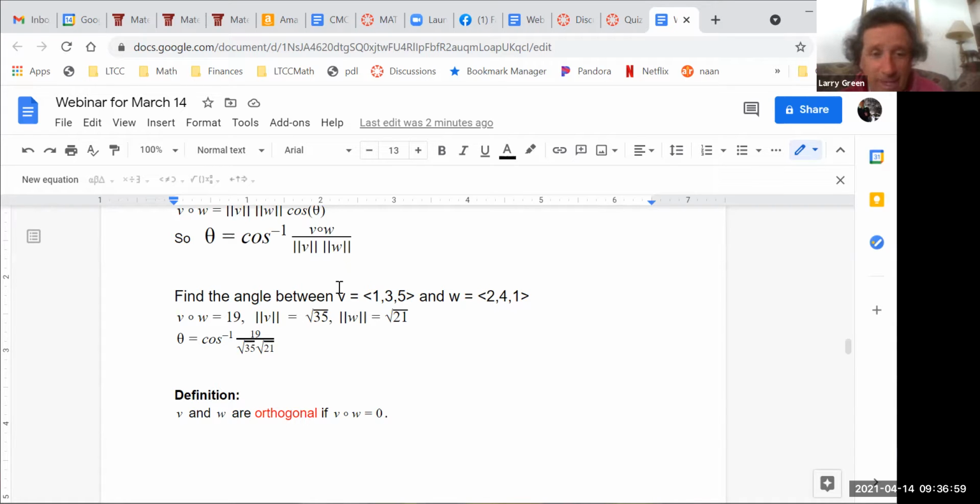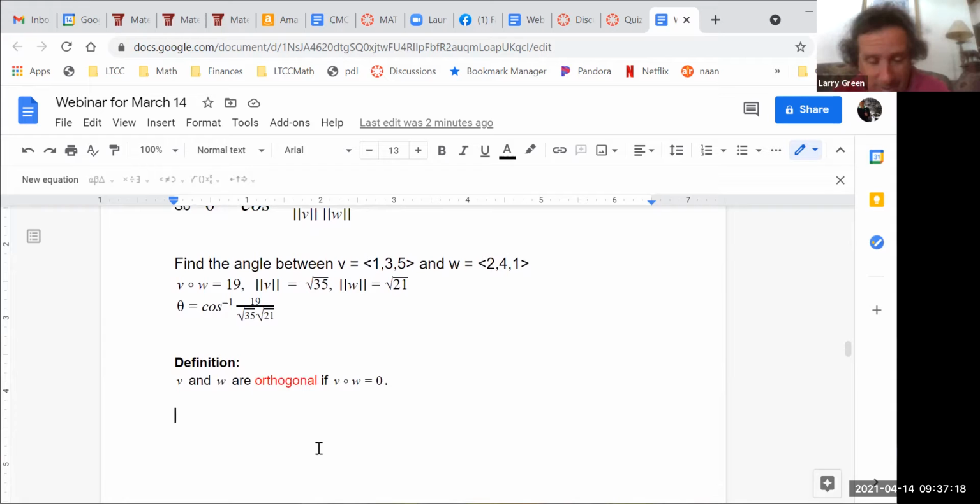So for example, V and W that we just did, are those orthogonal? Yeah, definitely not. I took a dot product and I got 19. If you get 19, they're not orthogonal. Isn't that easy? Let me give you another example.